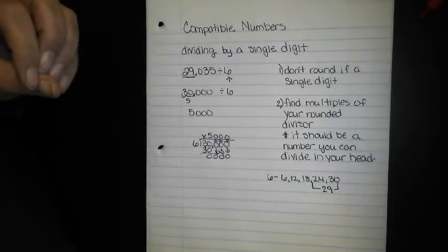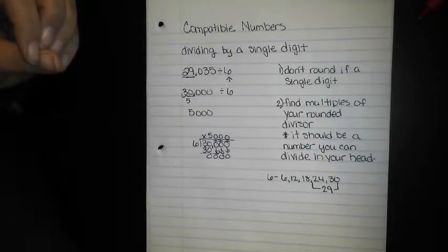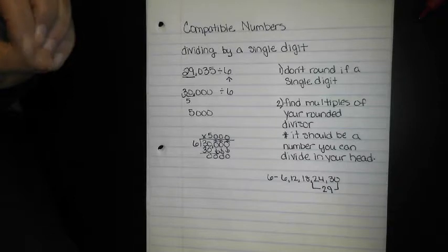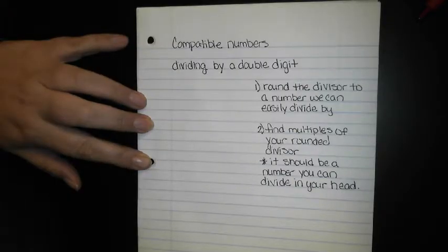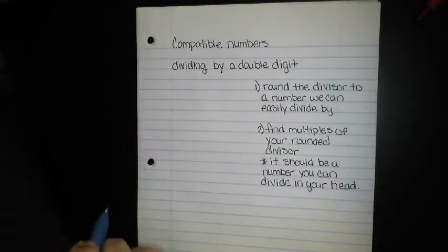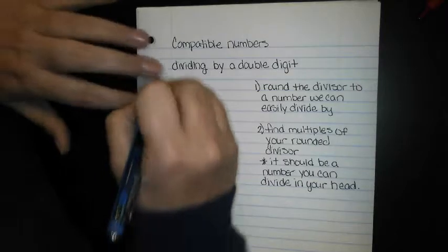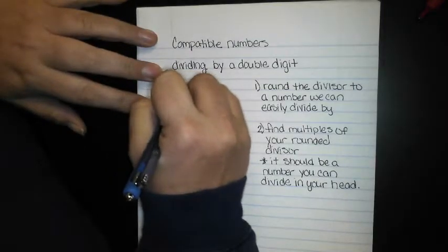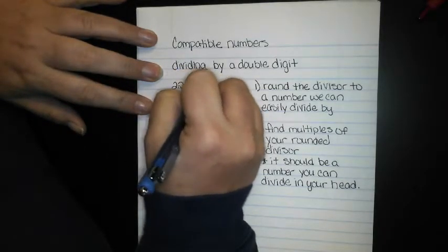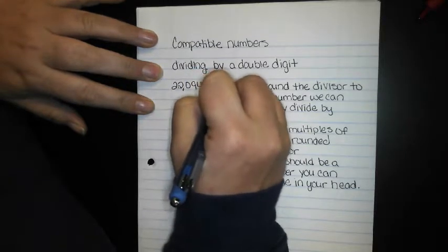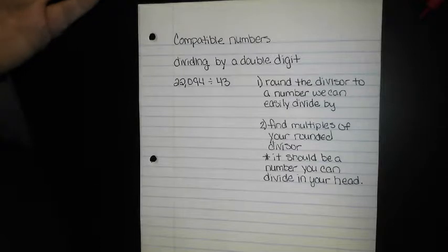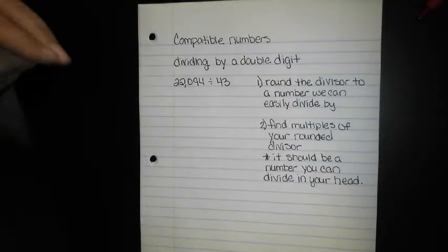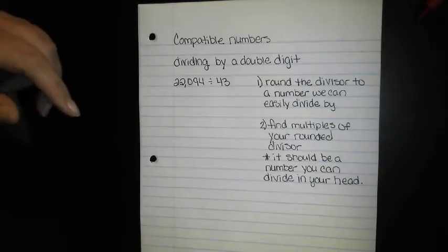All right, so now let's talk about when we have two-digit divisors. So, dividing by a double digit. We are going to take the number 22,094 and divide it by 43. The first thing we want to do is again round that divisor. Because it's a double digit, I definitely want to round.